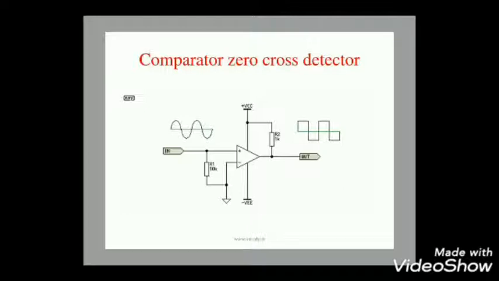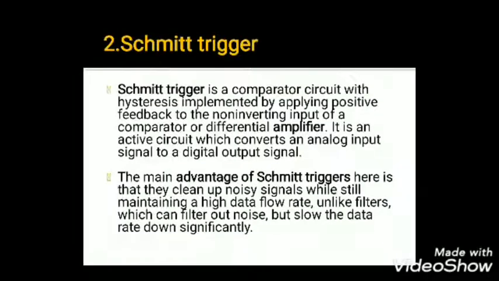And this zero crossing detector is used to generate a sync pulse related to the AC voltage phase angle, often used in power controlled circuits. The second application is the Schmitt trigger.